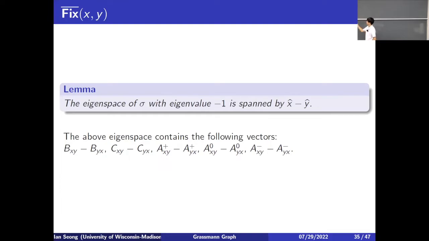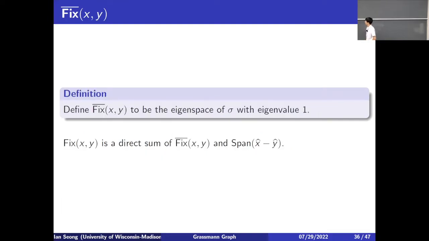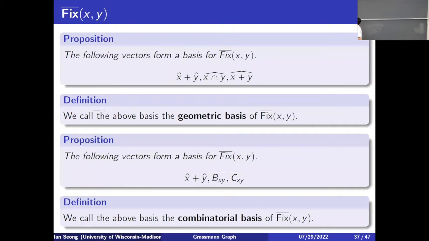Now we focus on the eigenvalue of 1. We define fixed xy bar to be the eigenspace of sigma with the eigenvalue of 1. Those are the ones that are fixed by the swapping of x and y. So fixed xy is a direct sum of fixed xy bar and the span of x hat minus y hat. From this, you can see that fixed xy bar is going to be three-dimensional, and it's going to come up later, and this is what it looks like.